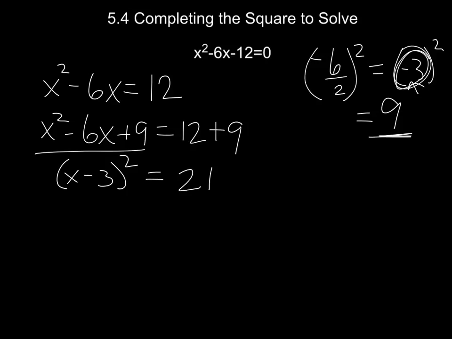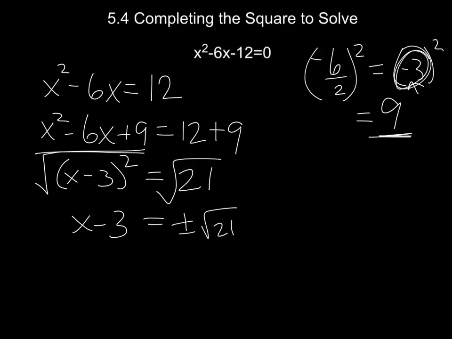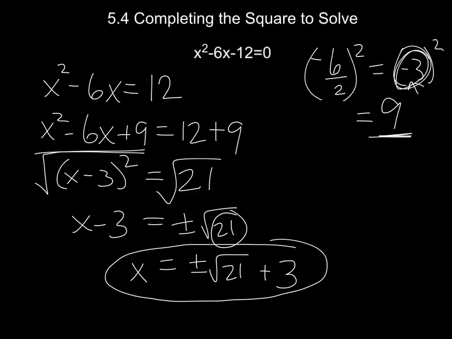So at this point now we have a perfect square. We're going to take the square root of both sides, and I go x minus 3 equals plus or minus the square root of 21. Square root of 21, I look to simplify if I can. I cannot. So my final answer is going to be x equals plus or minus root 21 plus 3. Notice I got 2 zeros by completing the square.